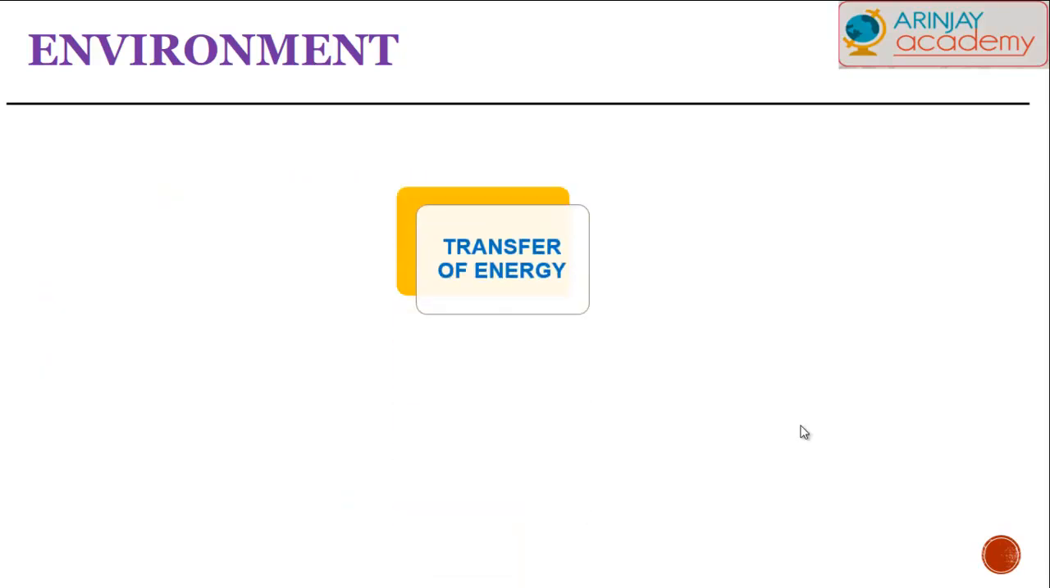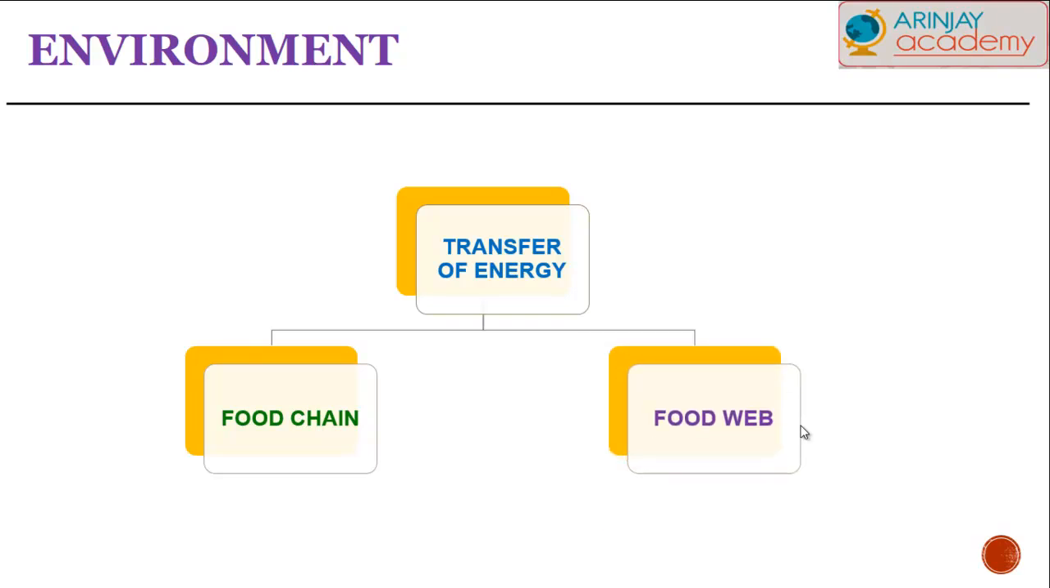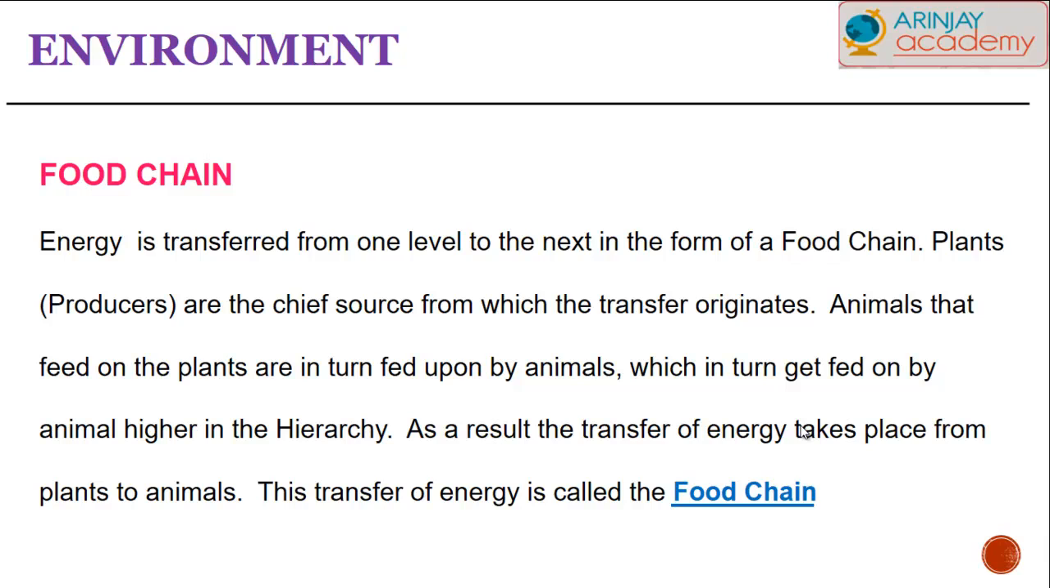If you look at this diagram, it shows that the transfer of energy takes place either in the form of a food chain or in the form of a food web. Let's have a look at what a food chain is.